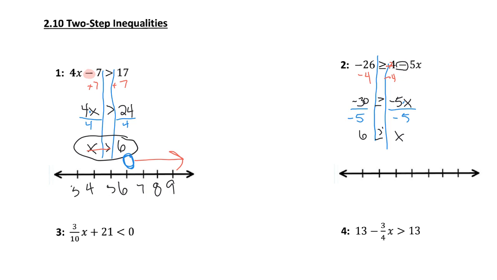Is that right? No, right? Because I divided by a negative. So when I divide by a negative, I have to flip my inequality sign. So my inequality sign should be facing the other direction now. So it should be facing the x.